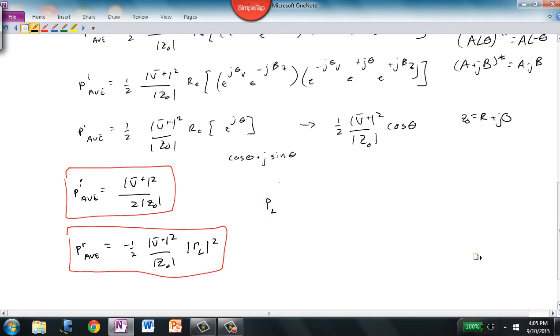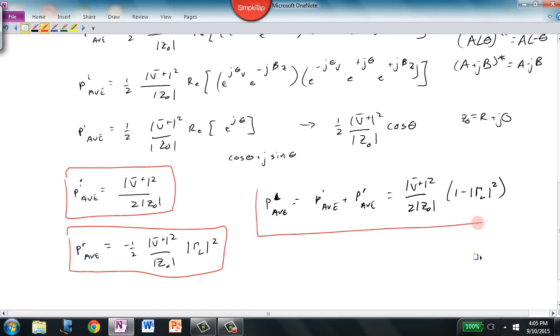Well, the power on the line is going to be the sum of those two powers, the incident and the reflected power. So power on the line average is going to be PI average plus PR average. And you can see that both of these have this V bar plus squared over 2 z0 term, so we'll pull that out, and that becomes V bar plus squared over 2 magnitude of z0, and so that would be 1 minus the magnitude of the reflection coefficient at the load. And this is for a lossless transmission line.